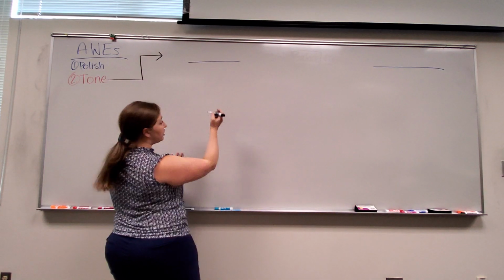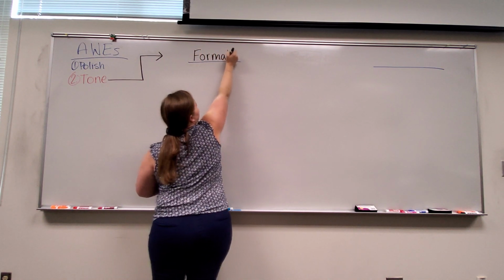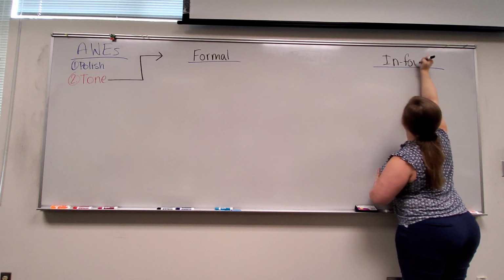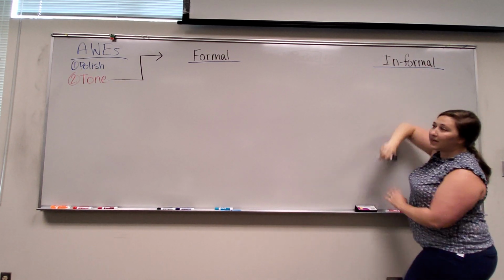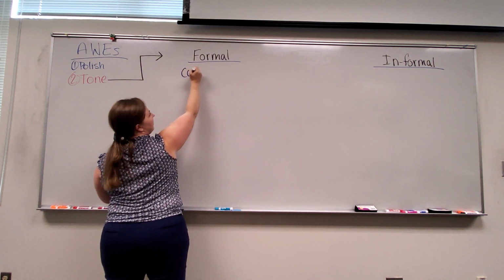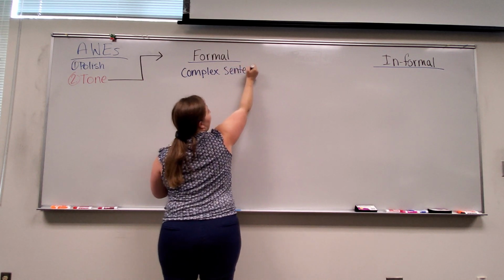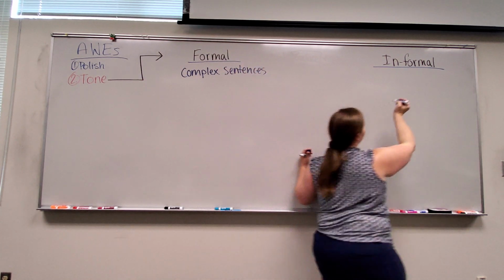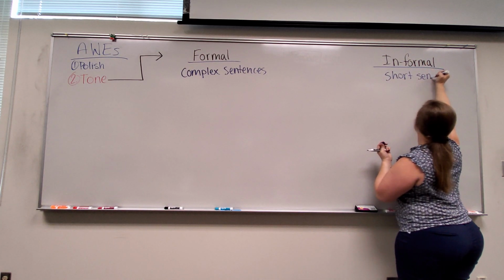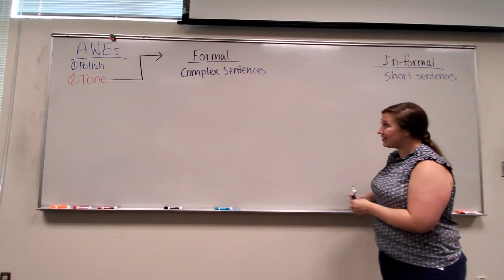Now, when it comes to tone, there are two different types. We have a formal tone, and we also have an informal tone. When it comes to a formal tone, this is where you're going to have probably what? Complex sentences, versus an informal tone where you are going to have very short sentences. That's how you can tell one of the differences.